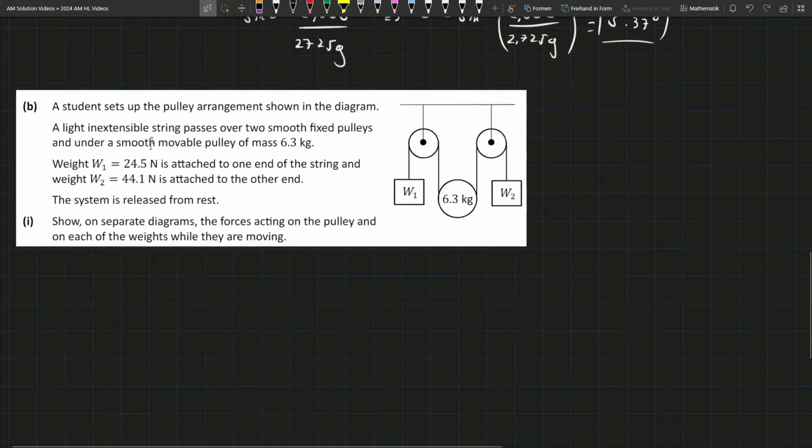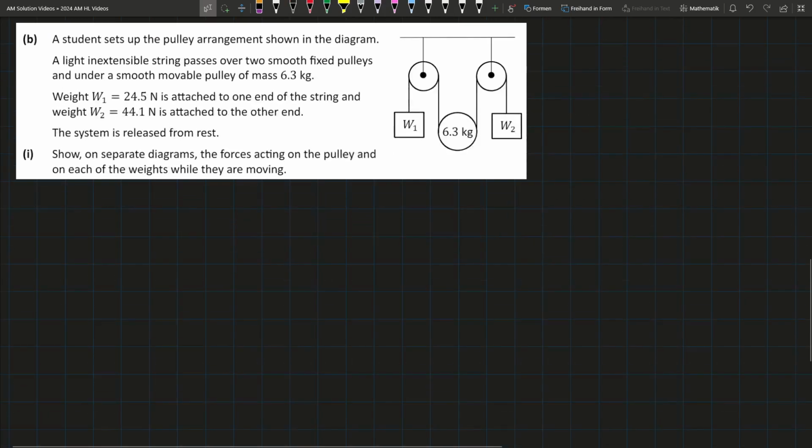In part B then, we continue with forces with a pulleys question, very typical of what it would look like on the old exam papers. So we have this pulley system, 6.3 kg, and we know these two weights. They release it from rest, and we're asked to show on separate diagrams the forces on the pulley and each of the weights. So we'll start off with the weights.